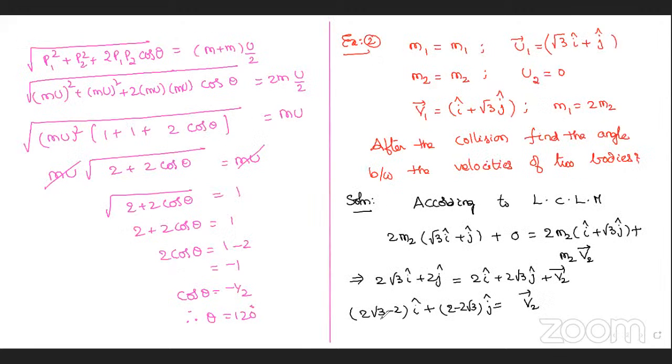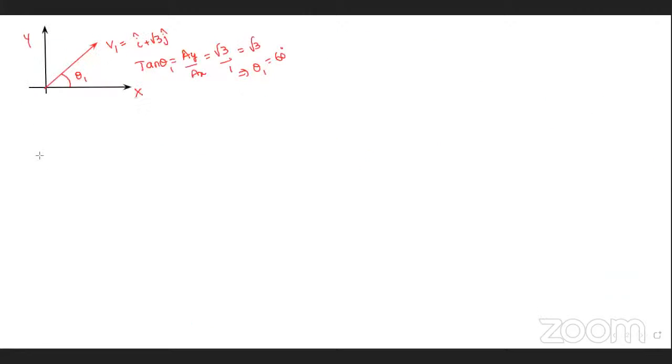V2 is 2√3 minus 2. It will be positive. 2 minus 2√3: 2√3 is bigger than 2, so you will get this is negative. J cap is negative, I cap is positive. Positive X, negative Y. It will be in which quadrant? Think wisely. Fourth quadrant. Very good.